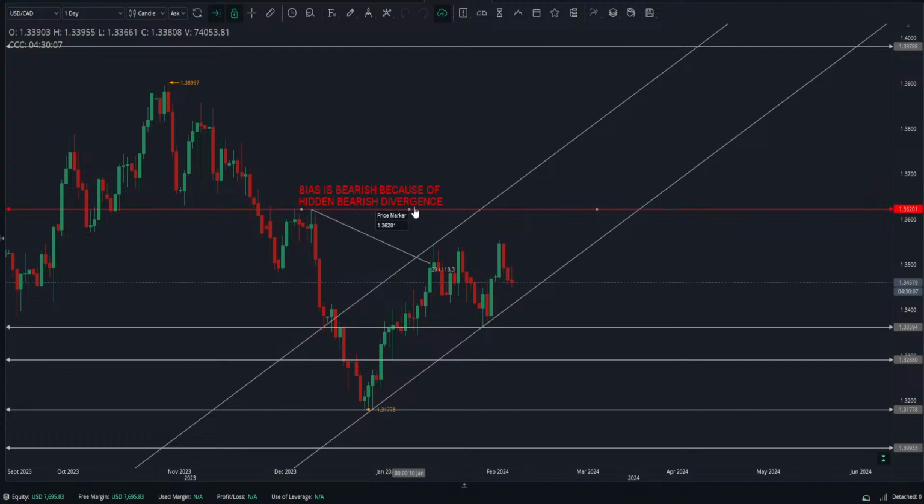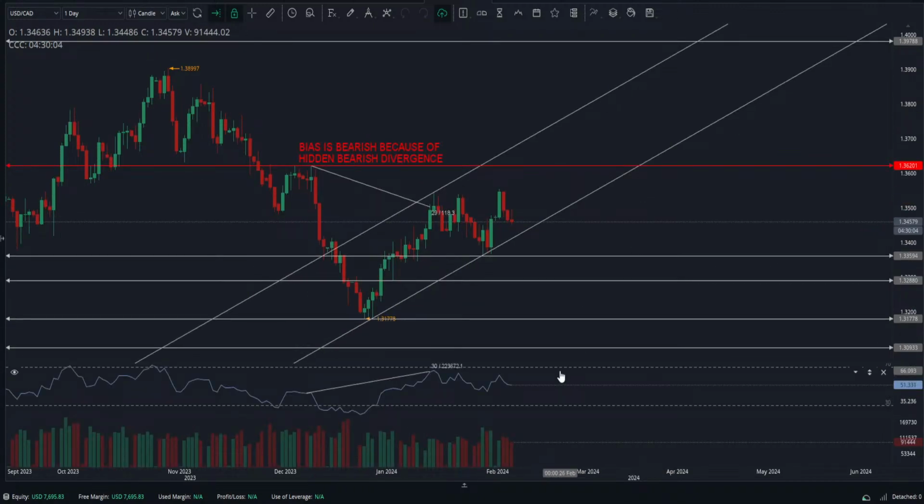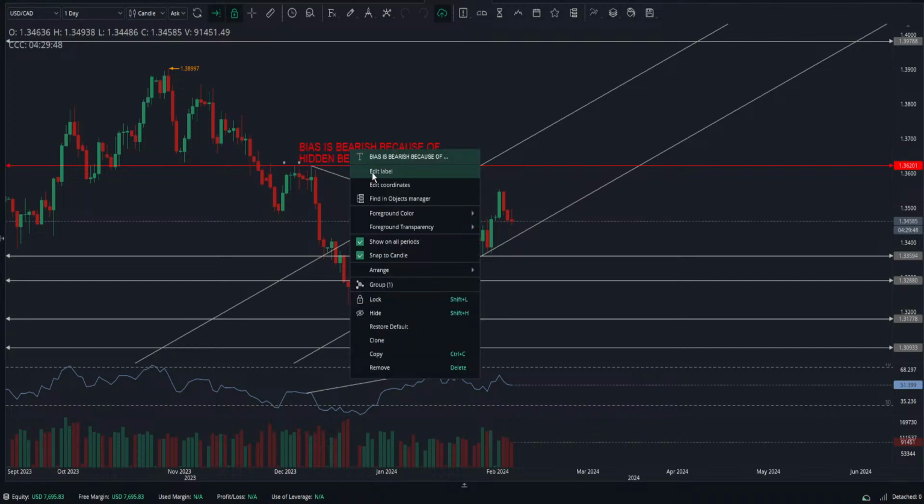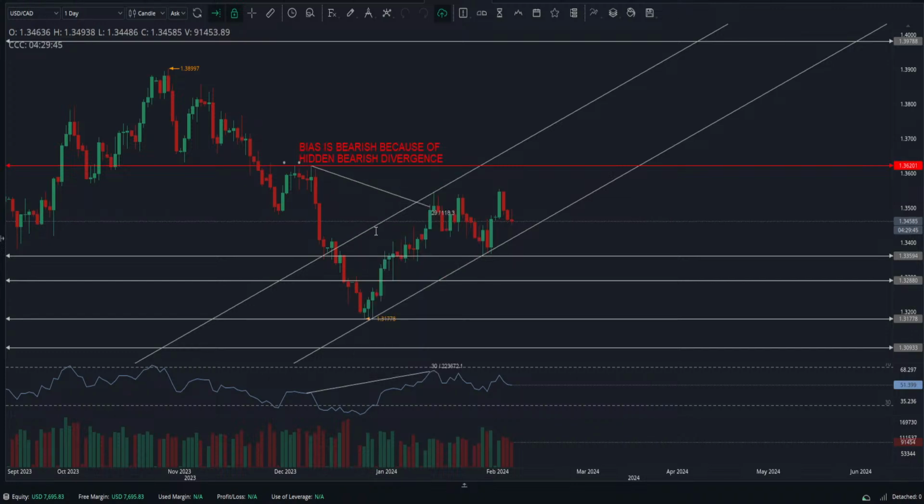Now the bias is bearish because of divergence. This was my earlier scale on this. Right now the price is making higher highs, but the RSI is making lower highs. That means it is still bearish, but it is not hidden bearish divergence. Of course it is bearish divergence, but it is a regular bearish divergence, not hidden. When the price is making a higher high but the RSI is making a lower high, this is a bearish divergence.